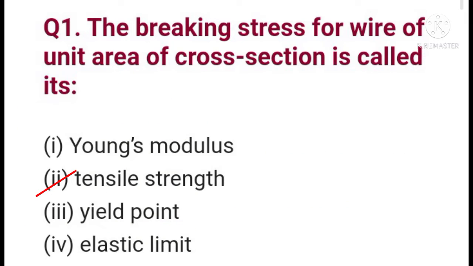Second option is the correct option. The breaking stress for the wire of a unit area of cross section is called its tensile strength.